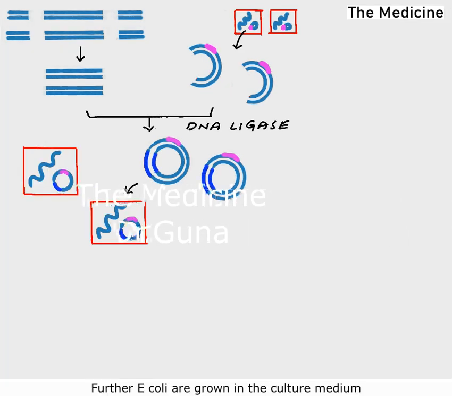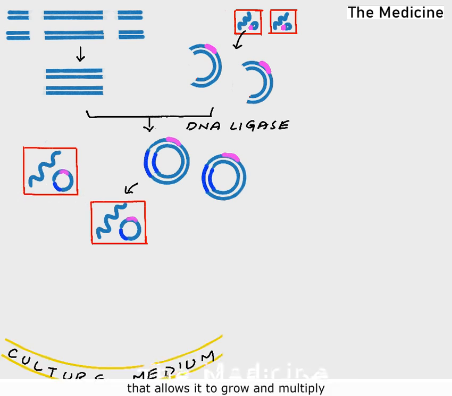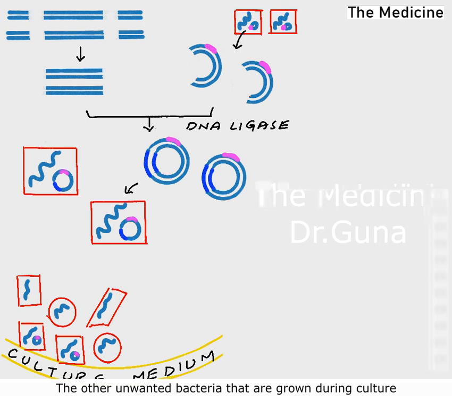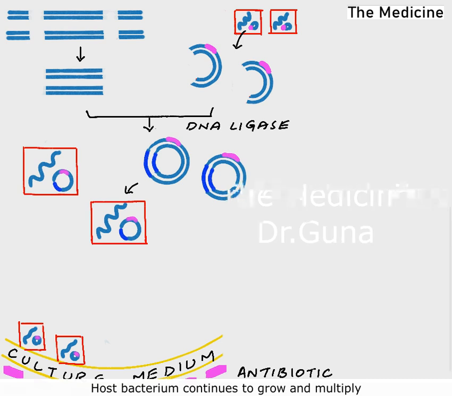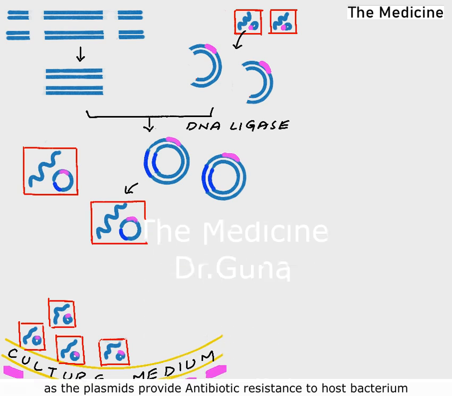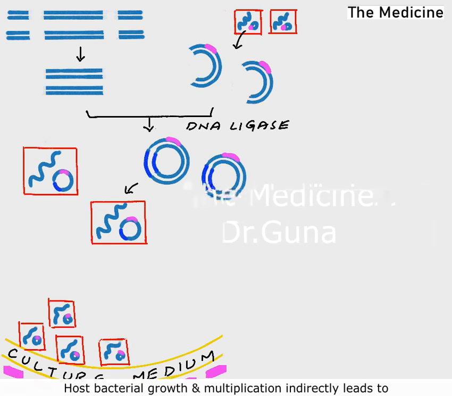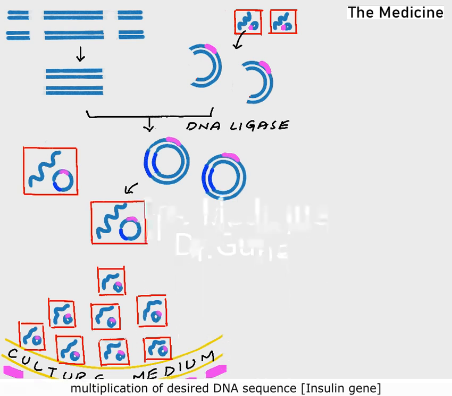Further, E. coli are grown in the culture medium that allows it to grow and multiply. The other unwanted bacteria that grow during culture are killed by the addition of an antibiotic, for example penicillin. The host bacterium continues to grow and multiply as the plasmids provide antibiotic resistance to the host bacterium. Host bacterial growth and multiplication indirectly leads to multiplication of the desired DNA sequence, the insulin gene.